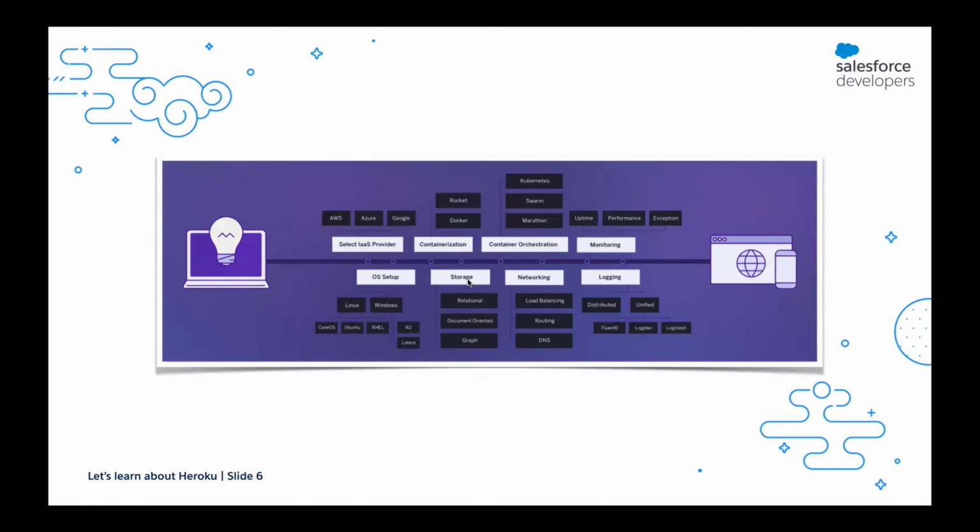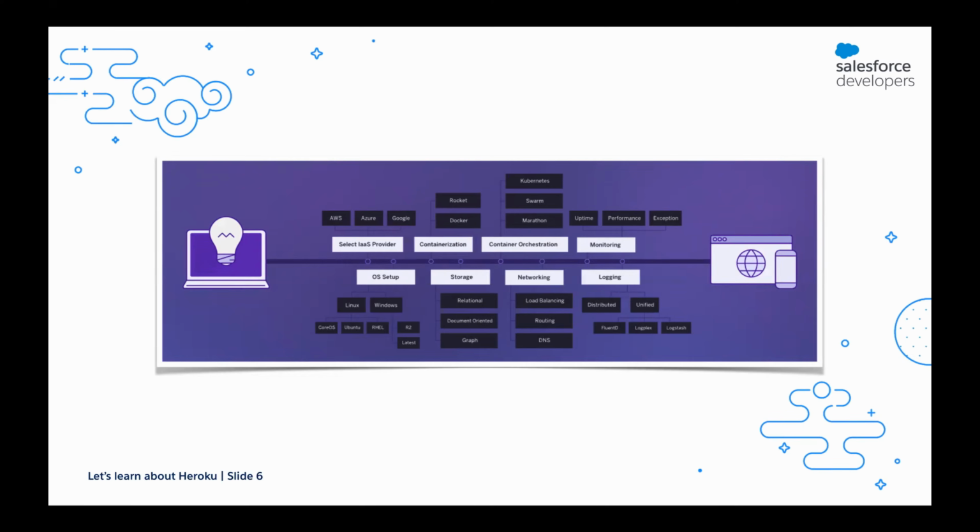So when you want to take an idea, turn that idea into an application and get that application into the public, you will need to make a lot of different decisions. This is a normal diagram of the different decisions that you will need to make while deploying an application to the internet, to a cloud provider.